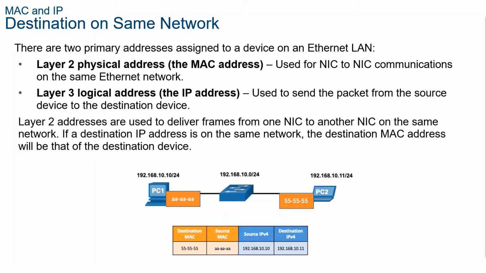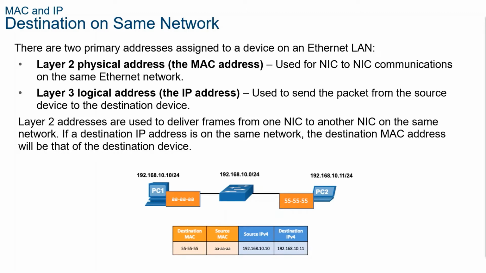There are two primary addresses assigned to a device on an Ethernet LAN. You've got the layer 2 physical address, or the MAC address, and the layer 3 logical address, or the IP address. So the layer 2 physical address is used for NIC to NIC communications on the same Ethernet network, while the logical address, or the IP address, is used to send the packet from the source device to the destination device.